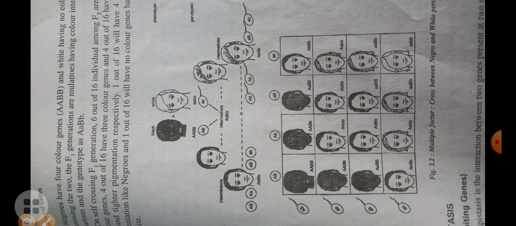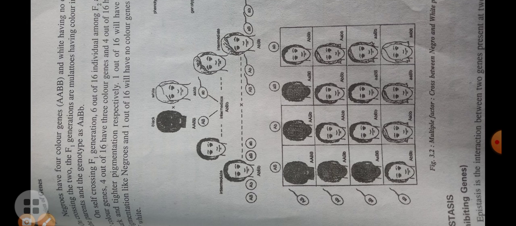And a person with capital A, small b, capital B, small b is intermediate. That means the person has neither fairer skin nor darker skin. And if a person has capital A, capital A, capital B and small b, the complexion will be dark but not black. If a progeny has capital A and small b, again it is a darker complexion, that means intermediate. And a person with capital A, small b, capital B, small b is intermediate.